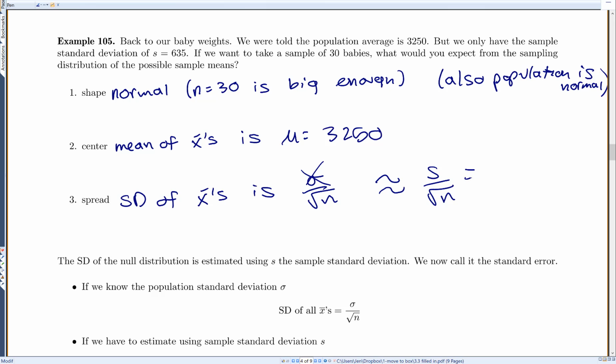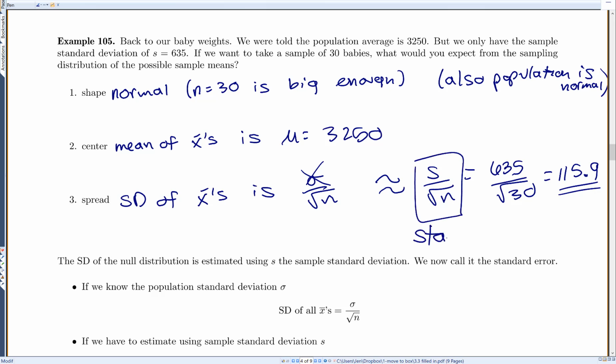So when I do my sample standard deviation of 635 and divide by the square root of 30, I get 115.9. So this is different than what we got before because now we're using our sample standard deviation to estimate it. When we have to use our sample standard deviation instead, this is now called our standard error. We just like to make up new terms in statistics. Okay, so when we estimate the standard deviation of the null distribution using our S, our sample standard deviation, we call it the standard error.